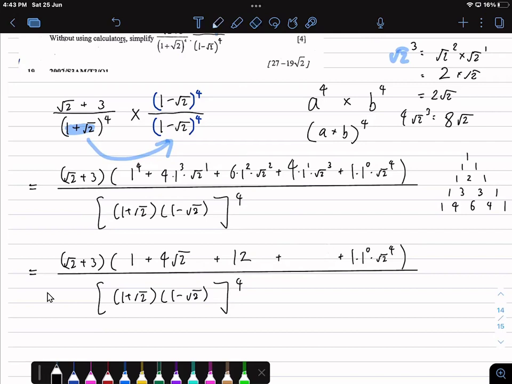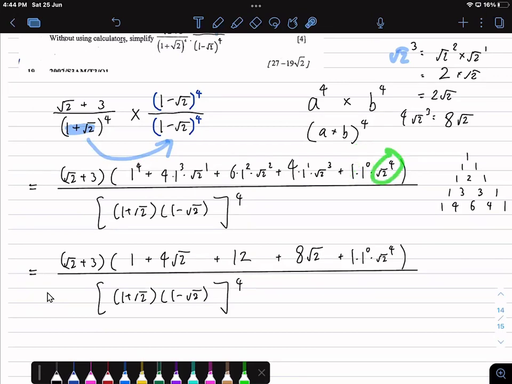So this is equals to 8 root 2. Then this one, 1 power 0, anything power 0 is? 1 power 0 is just 1. Okay, then 1 times 1 is still 1, 1 times 1 is still 1.